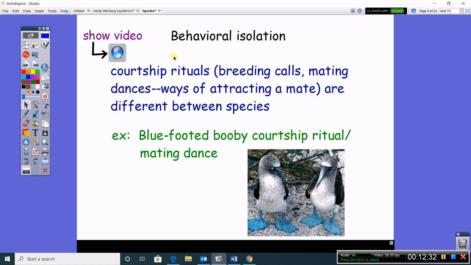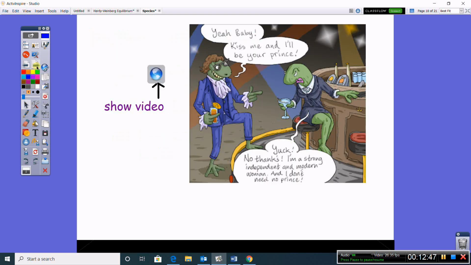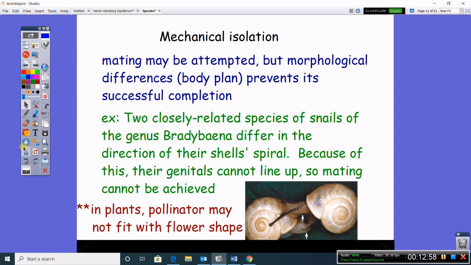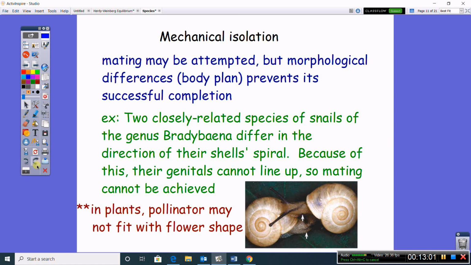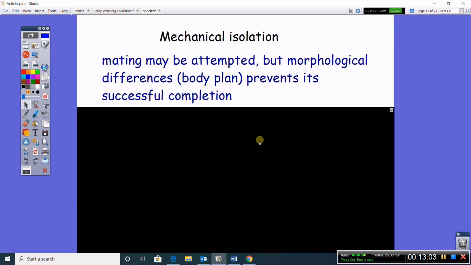Well, it might not let me play the video here, but I'll make sure you get to see the video of their little courtship ritual. So we'll figure out a way to make that happen. This is just another video showing the birds of paradise and their different courtship rituals. And so we're going to move on to mechanical isolation, but hopefully if we don't get to watch those videos today, we can watch them tomorrow.